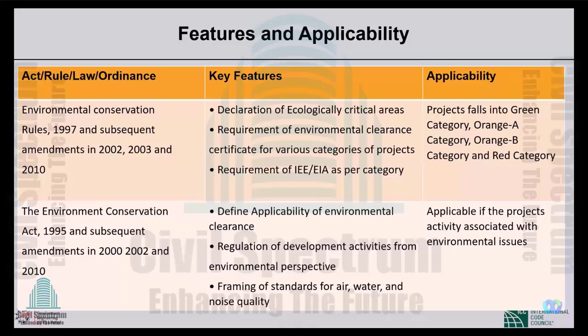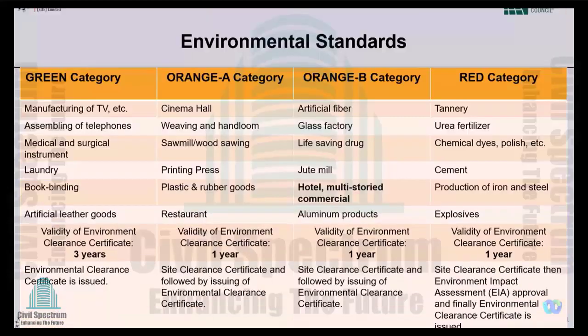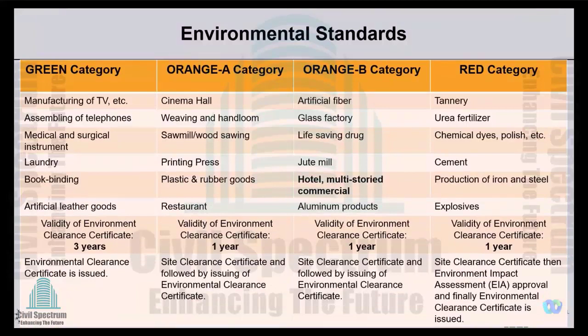The Environmental Conservation Act 1995 and subsequent amendments define applicability of environmental clearance, regulation of development activities from an environmental perspective, and framing of standards for air, water, and noise quality applicable to projects and activities associated with environmental issues. Environmental standards: green category, orange A category, orange B category, and red category. Manufacturing of TVs, etc., assembling of telephones, medical and surgical instruments, a lot of things.